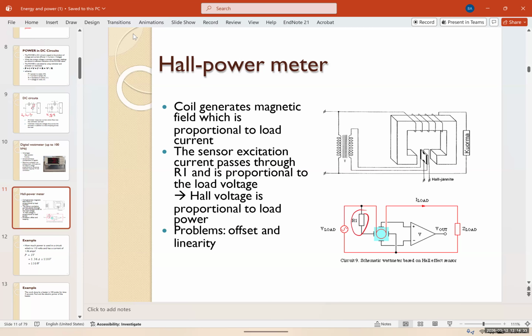Now, again, linearity, why do we have offset and linearity? Because of these mechanical parts that we have in the system, in the Hall sensor itself. If the power goes too high or too low, you're not going to have a linear response. And the offset also, obviously, because of the mechanical parts, and you have hysteresis in the system, so a couple of different errors in the system.